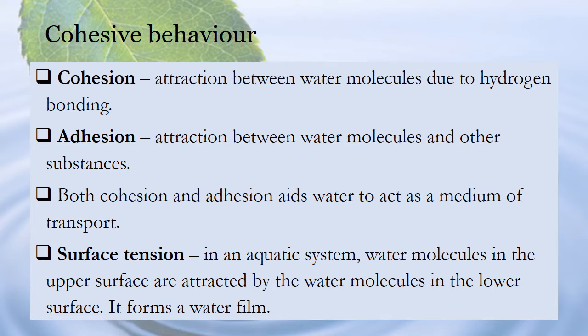In an aquatic system, water molecules in the upper surface are attracted by the water molecules in the lower surface. It forms a water film. This is called surface tension.